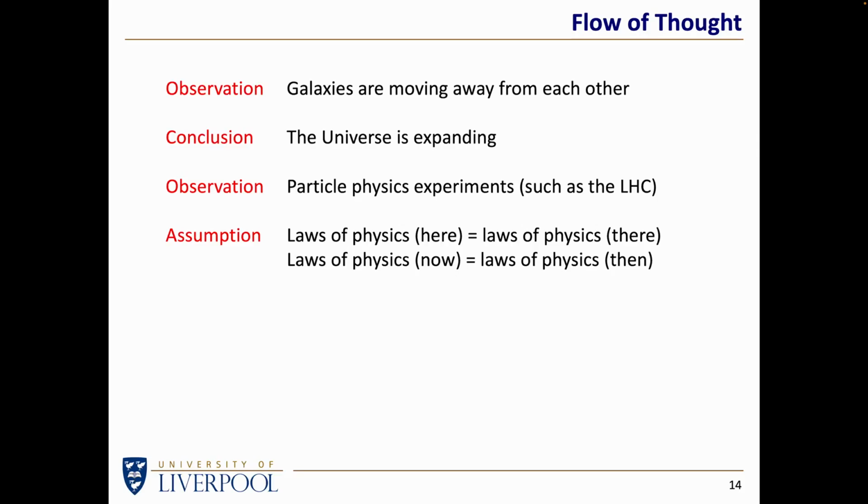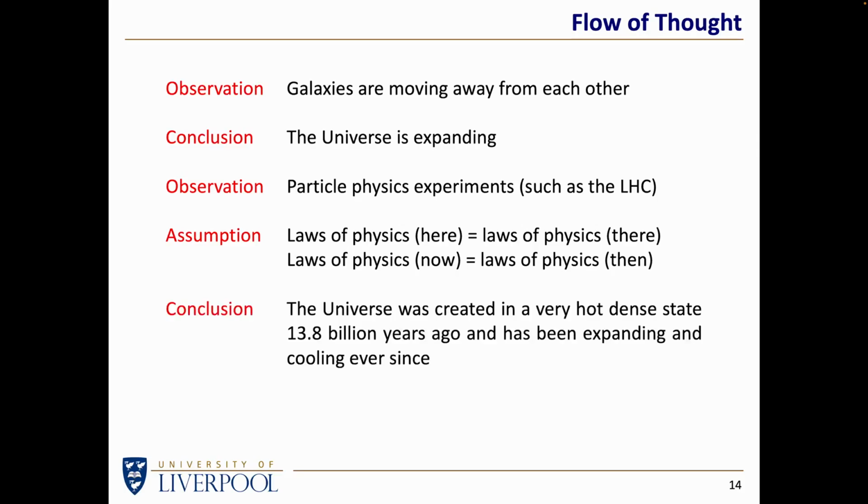If we do an experiment and get a result, but we find the laws of physics have changed tomorrow, again, we would have no chance of ever understanding the way the world works or the way the universe works. We have to assume that the laws of physics are immutable. We can't prove they are, but we can't make any progress if they aren't. So those are the basic assumptions. When we put all of that together, we come to the conclusion that the universe was created in a very hot, dense state 13.8 billion years ago, and ever since then it has been expanding and cooling.